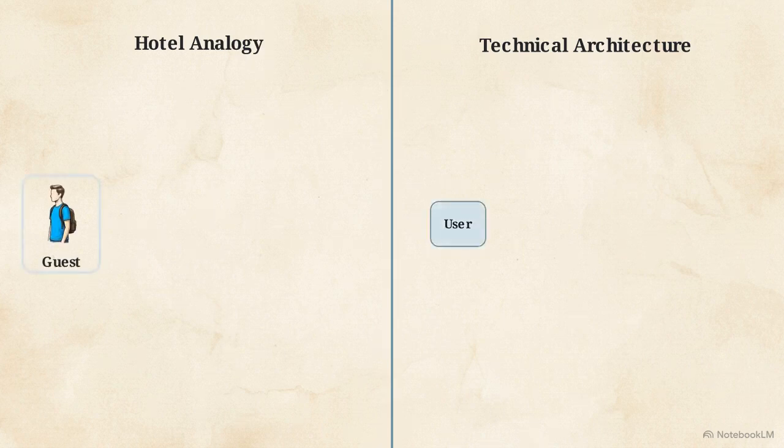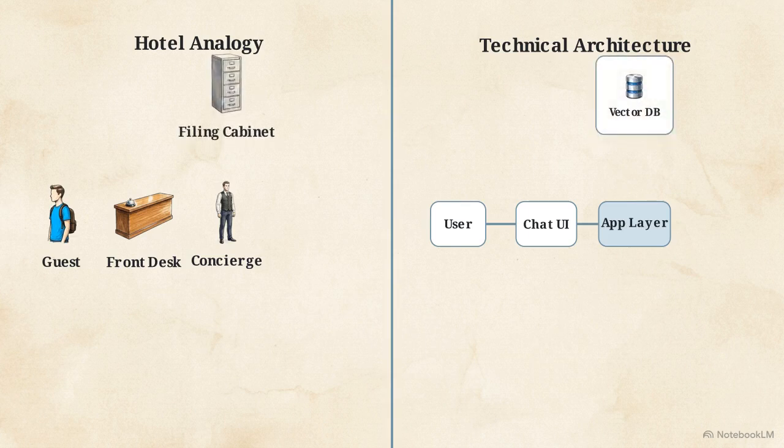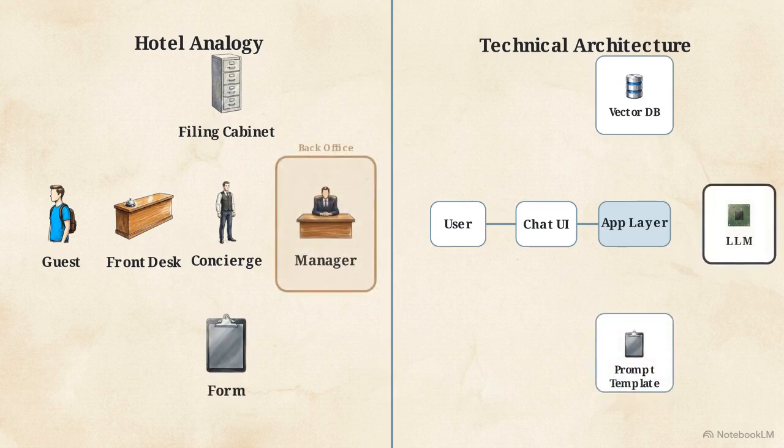You have the guest, which is the user. The front desk where they stand is your chat UI. The concierge doing the actual running around is your application layer. The hotel's filing cabinet of policies is the vector database. The standard request form the concierge carries is your prompt template. And sitting in the back office writing the final response is the manager, which is the large language model.